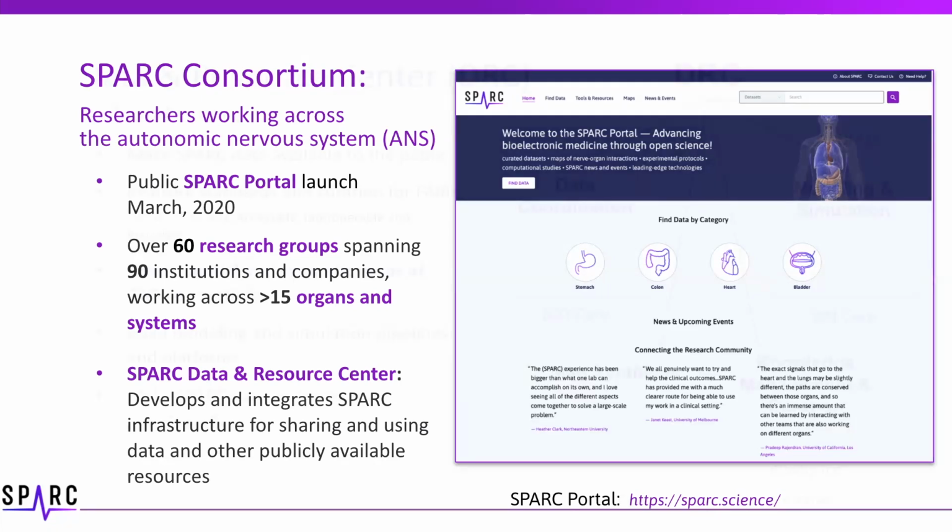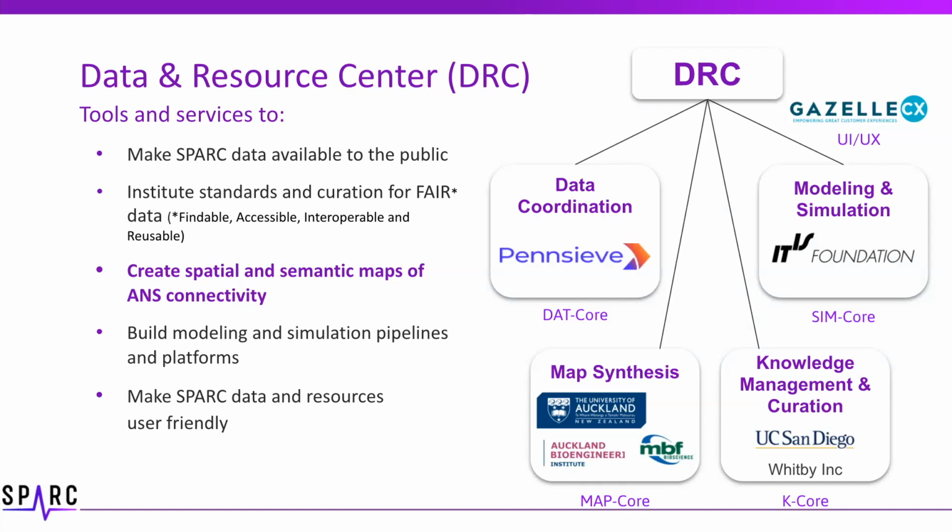So the SPARC DRC itself is organized into several cores. There's the DAT core, which is run by Joost Wagner at University of Pennsylvania. And that is the data platform where investigators deposit their data and where it is curated, organized, and made available to the public. There is also the K-Core, which I co-lead with Bernard de Bono, which is responsible for knowledge management and curation services. The Map Core, which is producing some of these very detailed maps and is responsible for synthesizing data using common 3D coordinate systems.